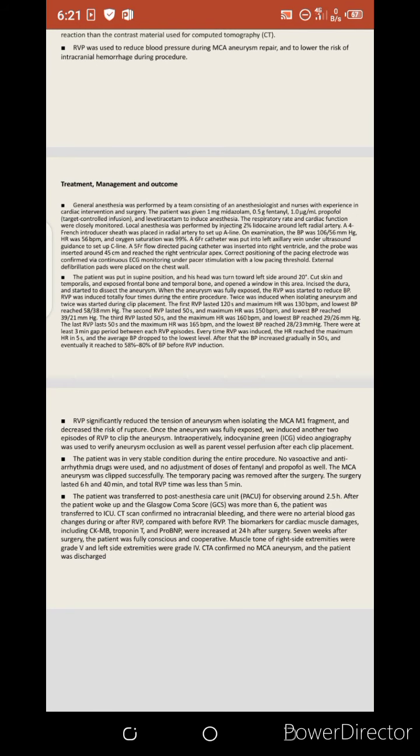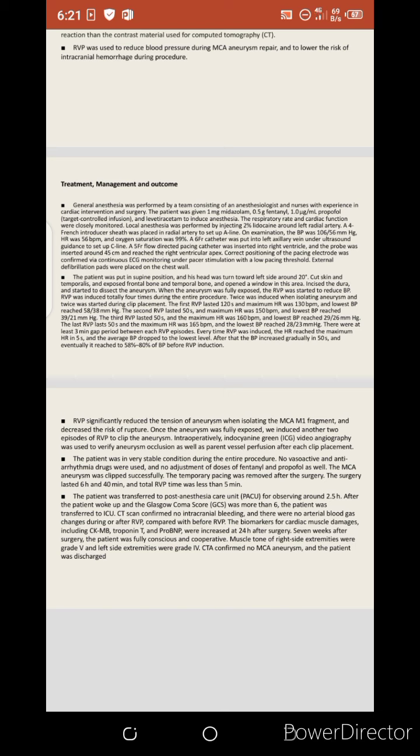RVP, or rapid ventricular pacing, was used to reduce blood pressure during the MCA, or middle cerebral artery, aneurysm repair and to lower the risk of intracranial hemorrhage during the procedure. For treatment, management and outcome, general anesthesia was performed by a team consisting of an anesthesiologist and a nurse with experience in cardiac intervention and surgery.